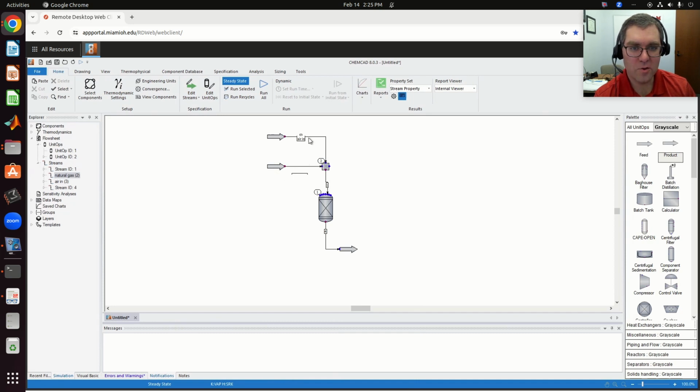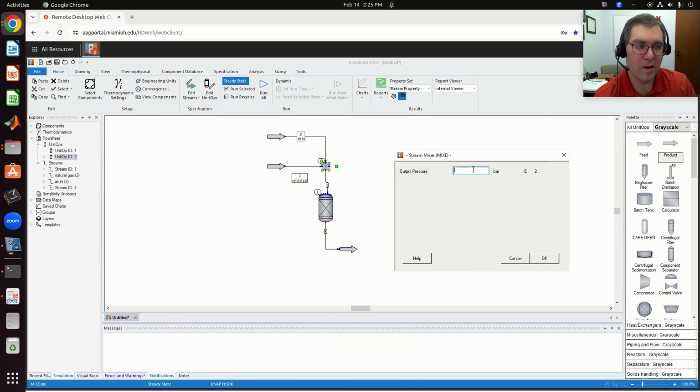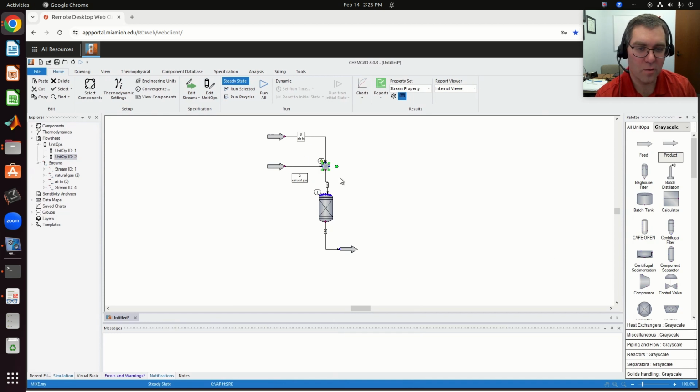So I could have taken these two streams and sent them directly in to my Gibbs reactor, and that would have been fine. But the benefit of using the mixer is if I double click on the mixer, the only thing I need to specify is the outlet pressure if I want the pressure to change. And so I'm just going to specify that it's 1 bar. The two inlets are 1 bar.